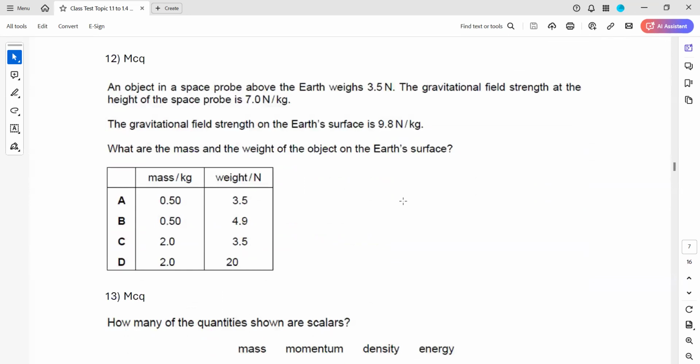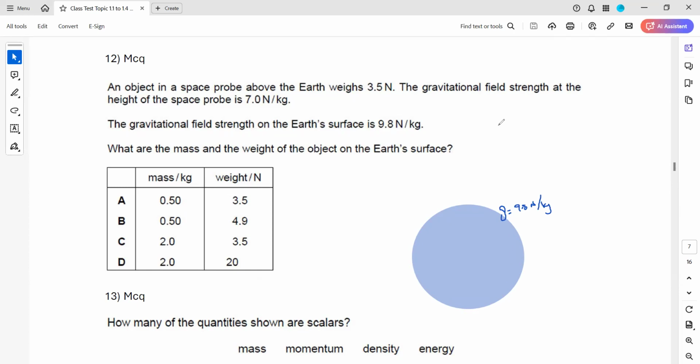Question 12. An object in a space probe above the earth weighs 3.5 newtons. The gravitational field strength there is 7. The gravitational field strength of the earth is 9.8. What is the mass and the weight of the object on earth? Example: this is the earth. The gravity of the earth is 9.8 newtons per kilogram.